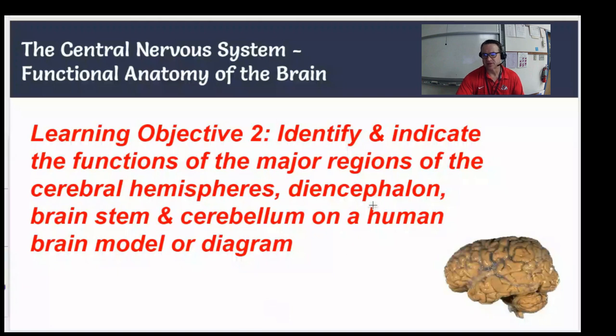Welcome back to lecture number 2 in our central nervous system unit. Lecture number 1 was about reflexes. Those are responses that have to happen really, really quick. Remember, they bypass the brain.